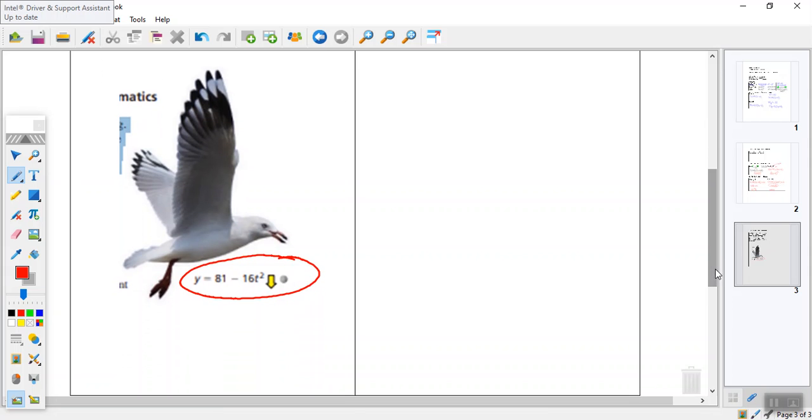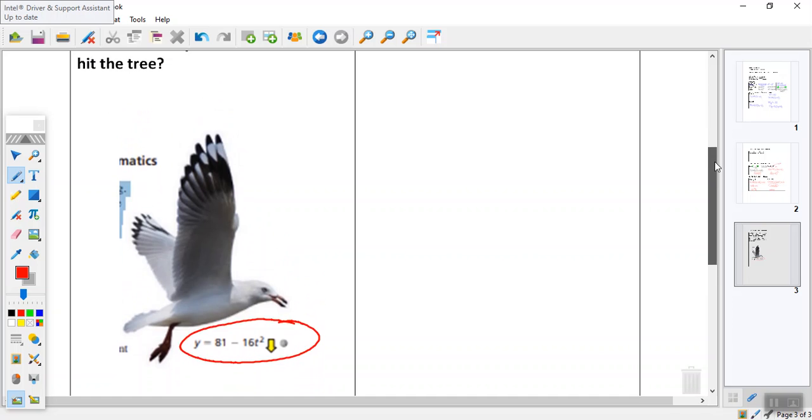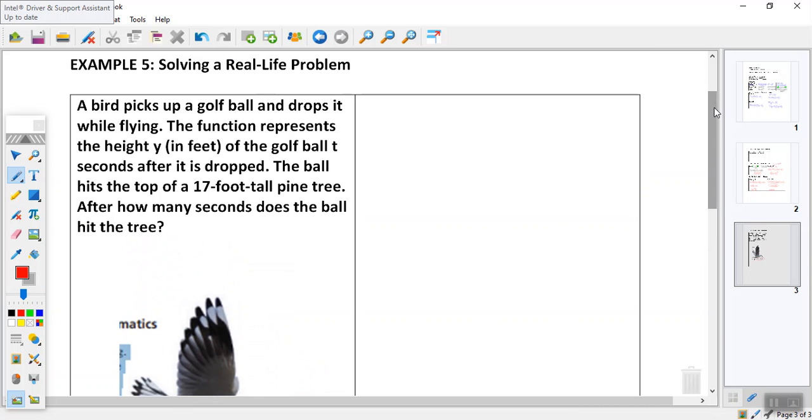Okay, so we have this pesky bird that stole a golf ball right here, and it says it dropped a golf ball, and the height y of the golf ball can be modeled by 81 minus 16t squared, right? Okay, so I'm going to write the height of the ball after any time t. So I'm going to write down y equals, what was it, 81 minus 16t squared, kids? Okay, so the question says, at what time t was the ball at the top of that tree? Well, how high in the air is that tree, kids? So basically we're plugging in y values. A y value is the height. Right here we need to replace y with what value? Okay, let's do that. So we're going to have y equals 17.